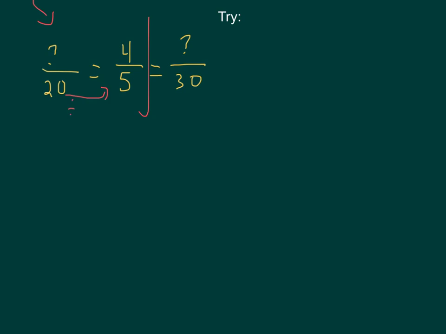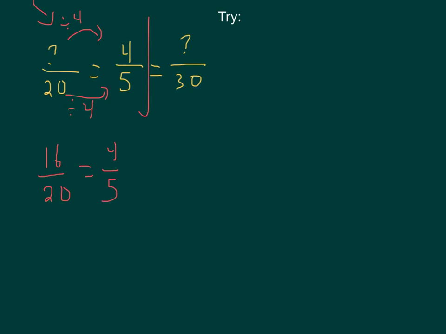20 divided by 4 will give me 5. Whatever I do to the bottom, I do to the top. And what divided by 4 will give me 4? Well, I know that's going to be 16. So now I know that this is 16 over 20 equals 4 over 5.